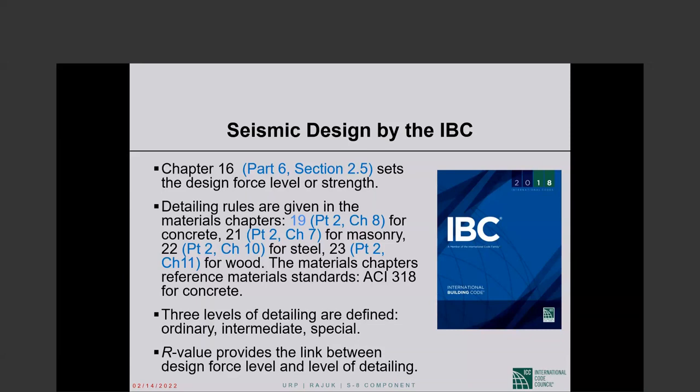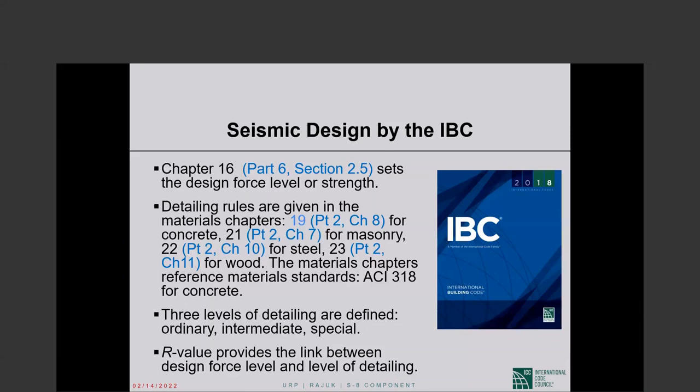Special detailing gives you high inelastic deformability. Intermediate detailing gives you lower inelastic deformability, and ordinary detailing gives you even lower inelastic deformability than does intermediate detailing. The R value, the R that is in the denominator of the design base shear equation, provides the link between design force level and the level of detailing.